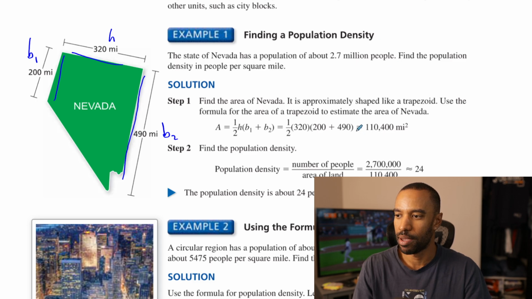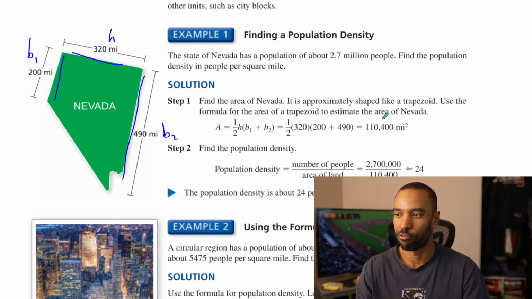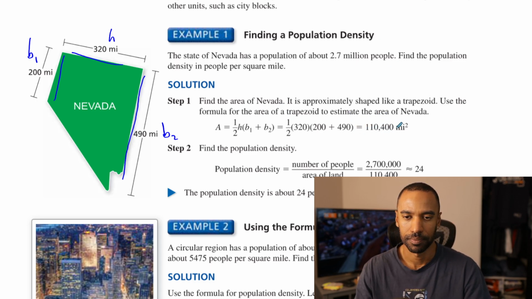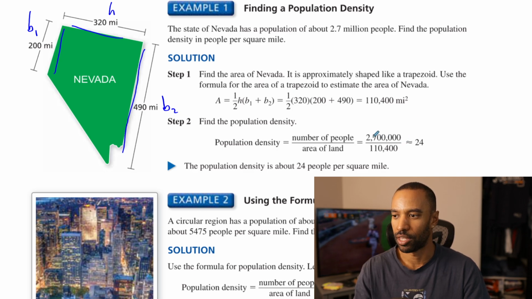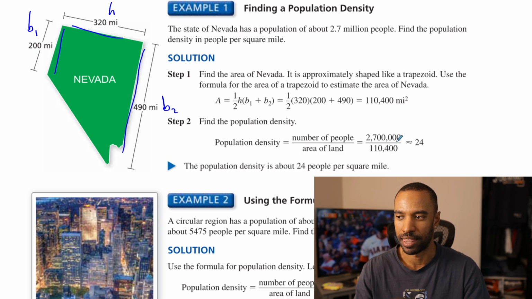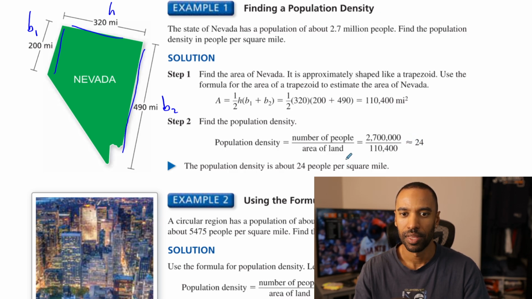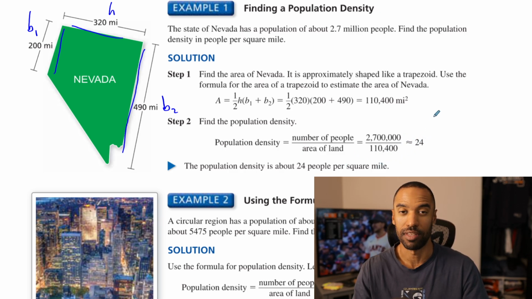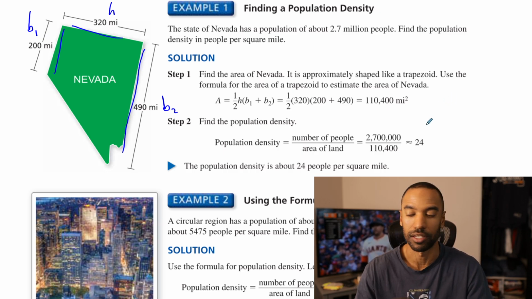So they approximate the area to 110,400 square miles. And then we will divide the population of 2.7 million people, which is 2,700,000 people, divided by that. And they say around 24. That's 24 people per square mile. I don't have the exact calculation there. I'll be doing calculations on my own.